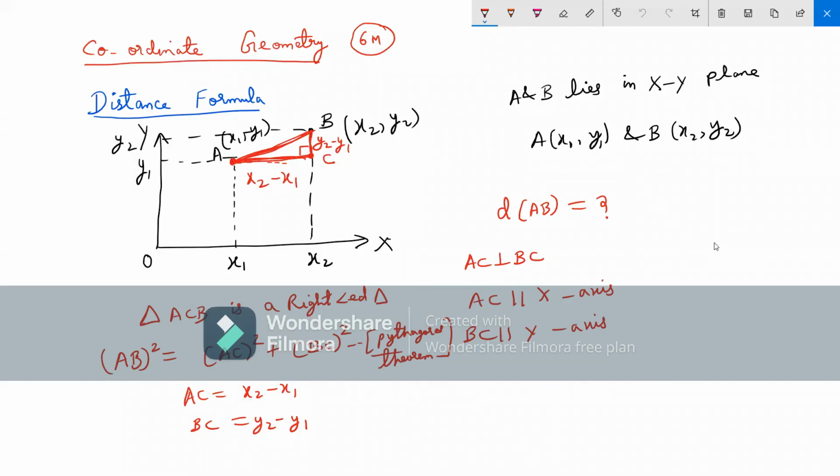तो AC की जो लेंथ आएगी, AC is parallel to x axis. A का x कोऑर्डिनेट जो x1 है और C का x कोऑर्डिनेट x2 है ना, तो A और C के बीच में लेंथ हो जाएगी x2 minus x1. उसी तरीके से BC is parallel to y axis, तो B और C के बीच में लेंथ हो जाएगी y2 minus y1. So ये जो AC लिखा है मैंने x2 minus x1 and BC जो लिखा है y2 minus y1, ये मैं substitute करूंगा इस equation में जो कि Pythagoras theorem use करने के बाद आया है.